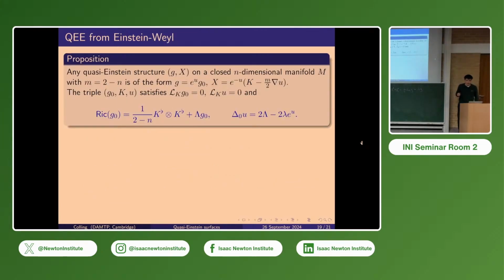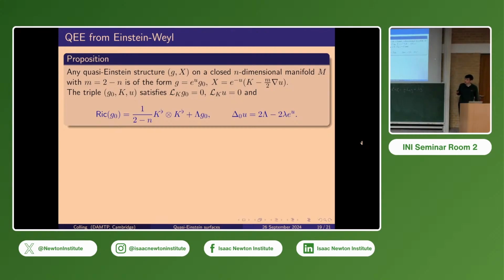So a quick summary of what we have so far. Any solution to the Quasi-Einstein equations on a compact manifold with this special value of m is of the following form. The constant lambda has to be positive, and the solution is given by rescaling a solution of the Einstein-Weyl equation in the Gauduchon frame, which is this equation, and the function doing the rescaling satisfies this PDE, and moreover it is invariant under K.